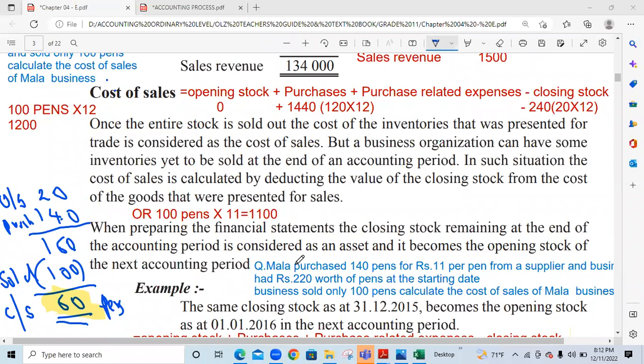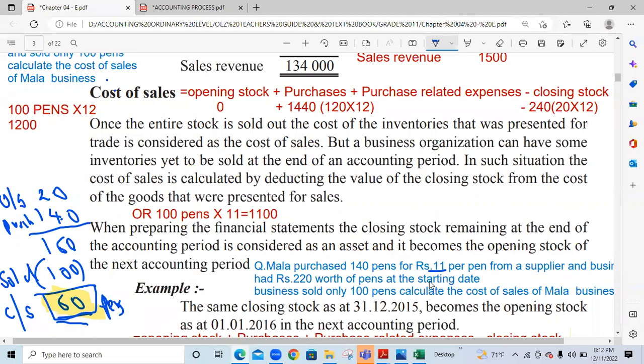Because at the closing date, 60 pens are remaining. At the end of the period, 60 pens are remaining, and each pen is 11 rupees. So you have to take it out, right? Because it's still there at the end. We are trying to find how many pens we sold. The 60 pens we didn't sell.